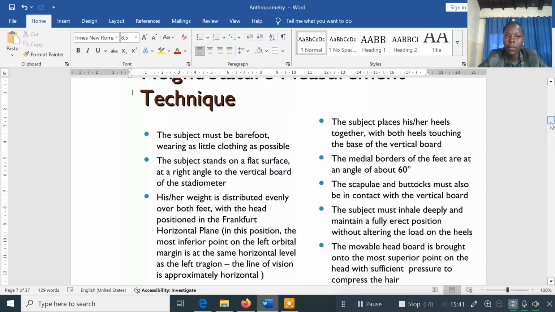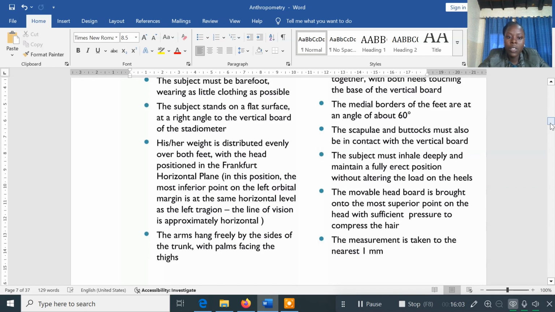Then his or her weight is distributed evenly over both feet, with the head positioned in a Frankfurt horizontal plane. So that is basically meaning that this client or the person you're taking height has to be facing forward. He or she has to be facing straight forward. That is the position we call the Frankfurt horizontal plane, okay. So in this position, the most inferior point of the left orbital margin is at the same horizontal level as the left trachea. That is the line of vision is approximately horizontal.